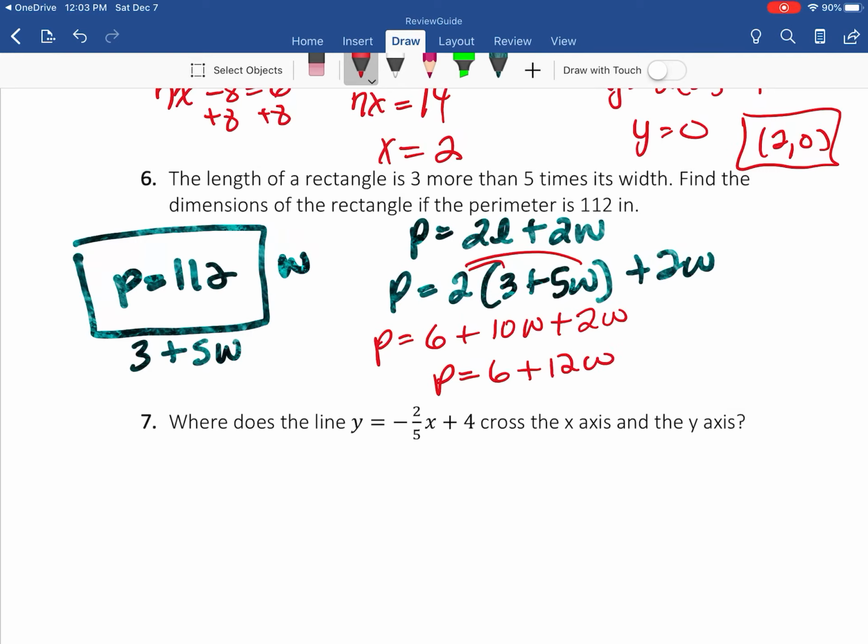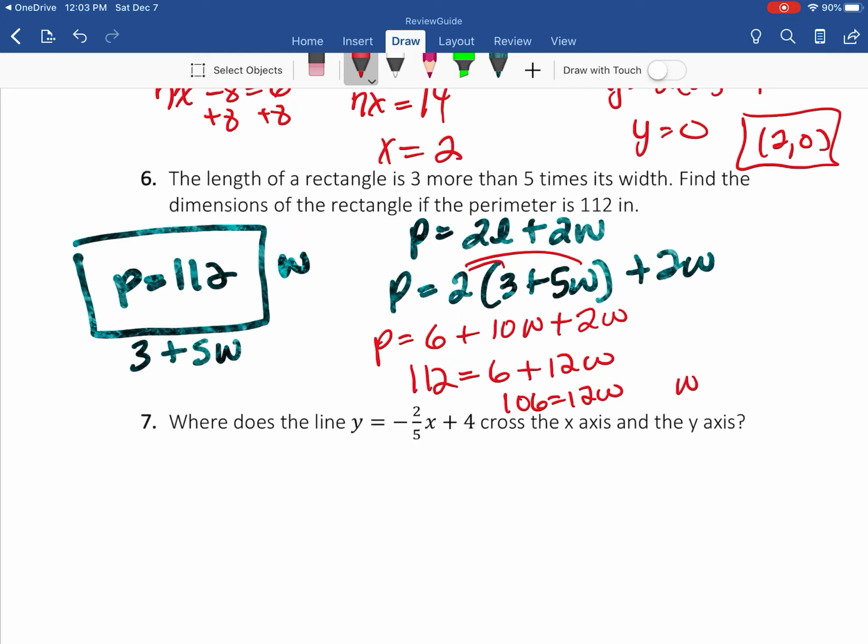All right, so now we said P is equal to 112. So this will become 112. All right, subtract 6. 112 minus 6 gives me 106. So 106 is equal to 12W. 106 divided by 12 will give me 8.3. This one kind of didn't work out good for us, but we can deal with it.